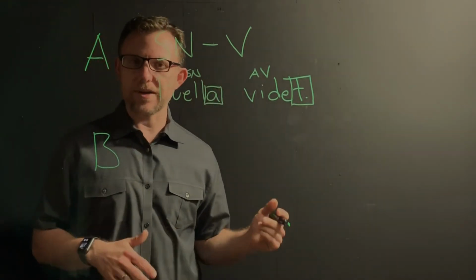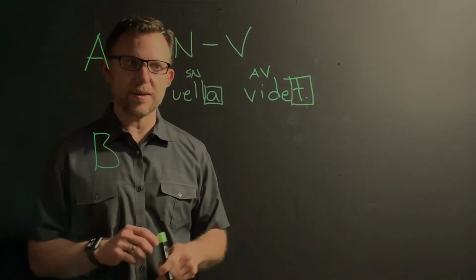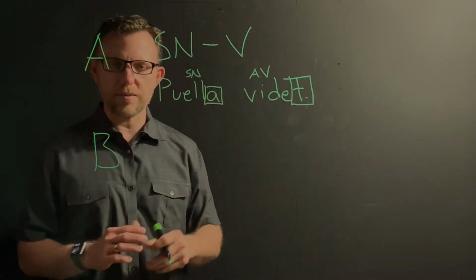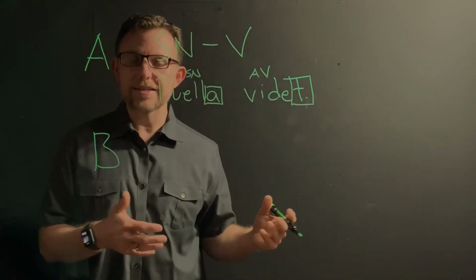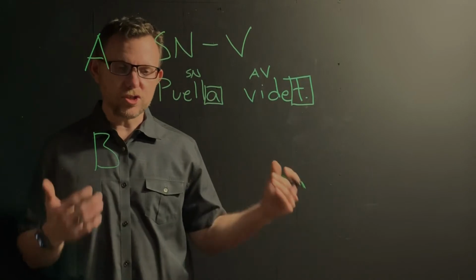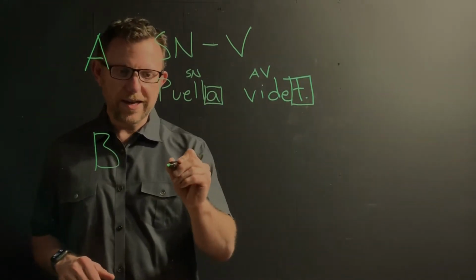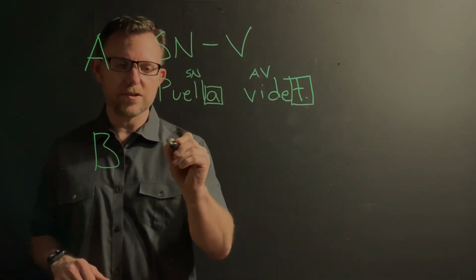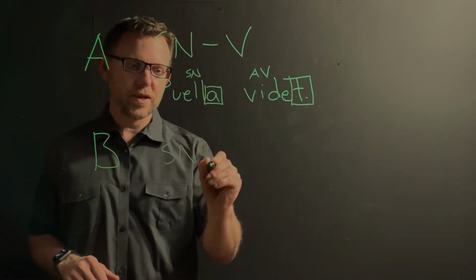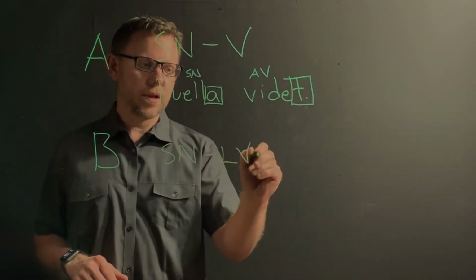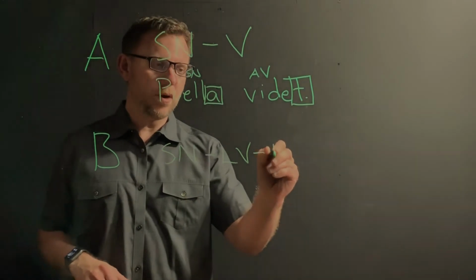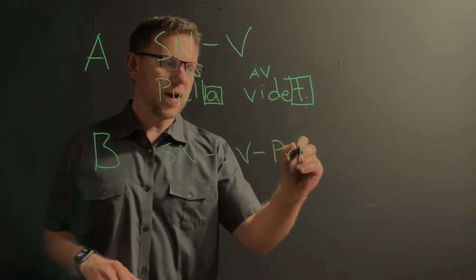Now the second pattern that I want us to see is also very simple, but instead of having an action verb, it contains a linking verb. That is a form of the verb sum. So for instance, we might see, let me write the pattern first. We'll first have our subject, then we'll have our linking verb. That will then be followed by what we call the predicate nominative.